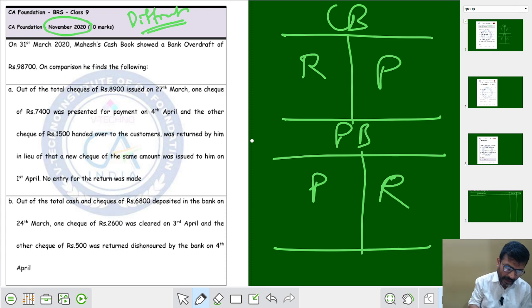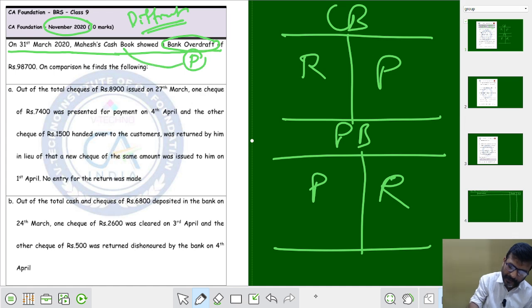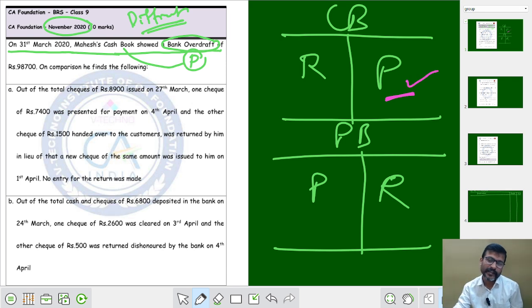See here, on 31st March 2020, Mahesh's cash book showed an overdraft. कैश बुक में ओवरड्राफ्ट है. ओवरड्राफ्ट मतलब पेमेंट. पेमेंट इन विच बुक? पेमेंट इन कैश बुक. See, my dear kids, when there is a payment in cash book, it is nothing but credit in cash book. First transaction we have to record in the same side, right? That is overdraft as per cash book.